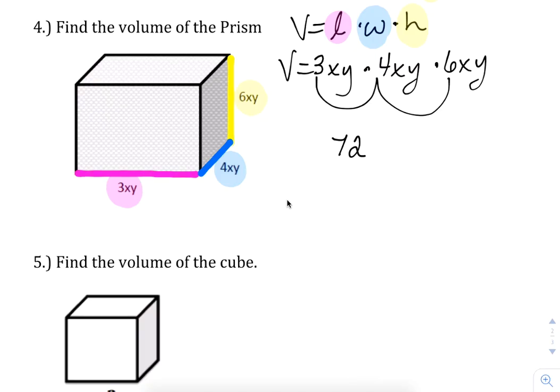Okay, we're going to figure out how many total x's we have. Well, we have 1 here in the length, 1 here in the width, 1 here in the height, so x to the third. Same thing for the y's. How many y's do I have? Well, 1 from the length, 1 from the width, 1 from the height. y to the third. That is the volume for my prism. Take a second, copy that down, and I'll meet you on problem 5.